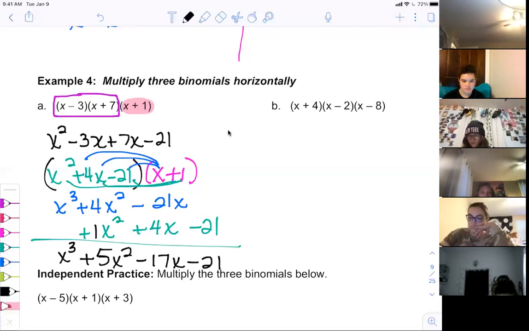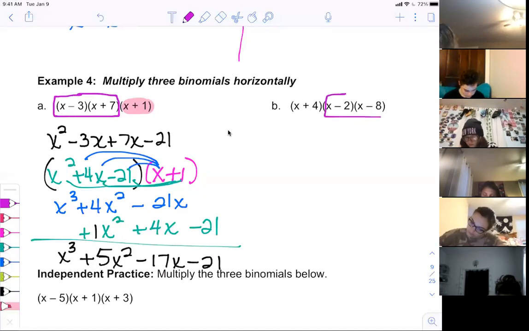So if you haven't started B, see if you can do B. And then there's just that independent practice. And you can choose to multiply any two pair together. Multiplication is called commutative. So I can multiply the first two pairs together. I could multiply the last two pairs together. Again, that's up to you.